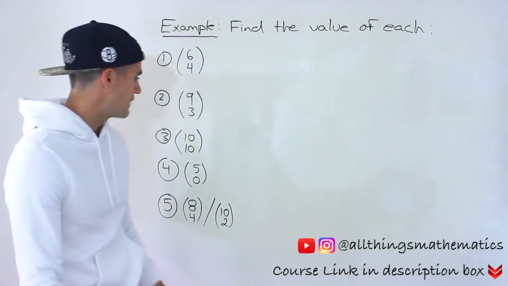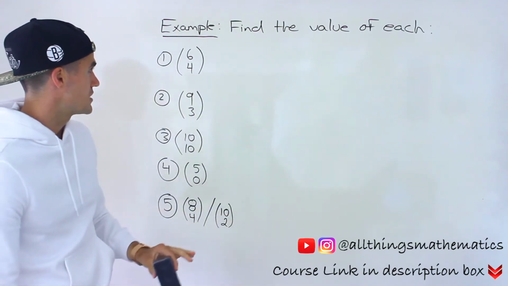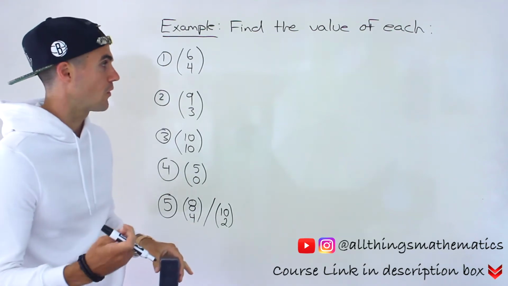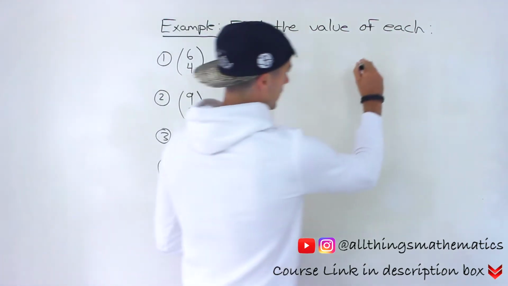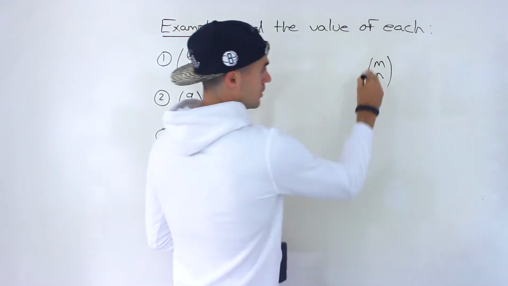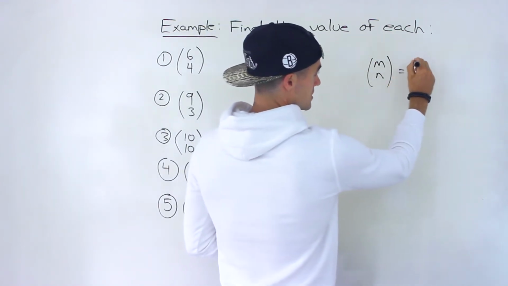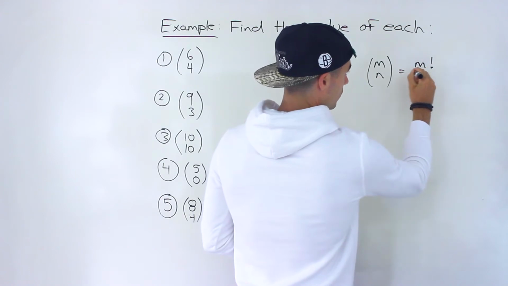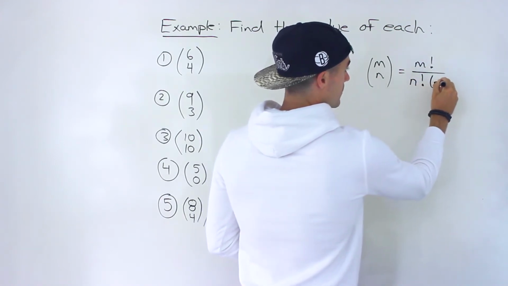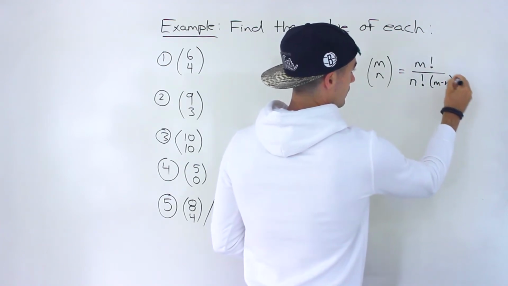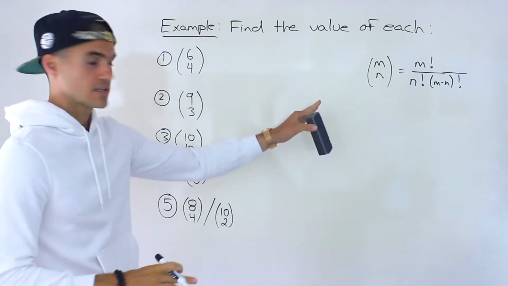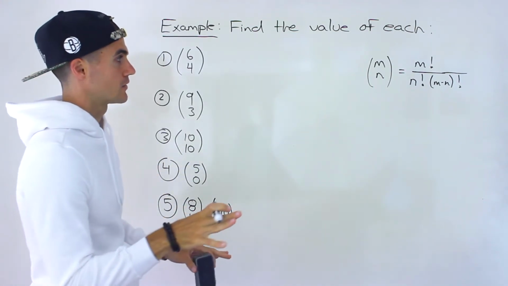So we have to find the value of each of these expressions here. Starting with number 1, we have 6 choose 4. Just in general, as a review, whenever you have m choose n, what's that equal to? Well, this is going to be m factorial over n factorial times m minus n factorial. We're going to do these using that, pretending that we don't have a calculator.